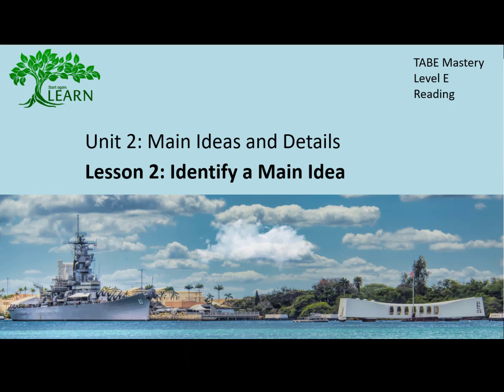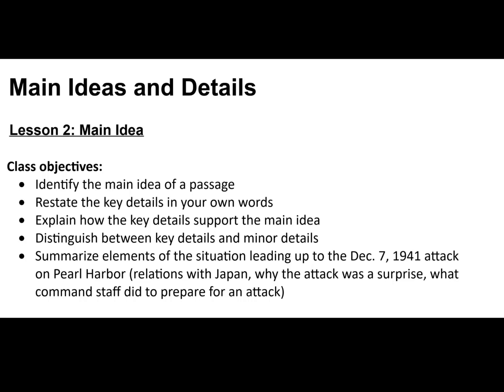Welcome to Part 2 of the TABE Mastery Level e-reading series. The following are the objectives for today's lesson. Identify the main idea of a passage, restate the key details in your own words, explain how key details support the main idea, distinguish between key details and minor details, and summarize elements of the situation leading up to the December 7, 1941 attack on Pearl Harbor, such as relations with Japan, why the attack was a surprise, and what the command staff did or did not do to prepare for an attack.